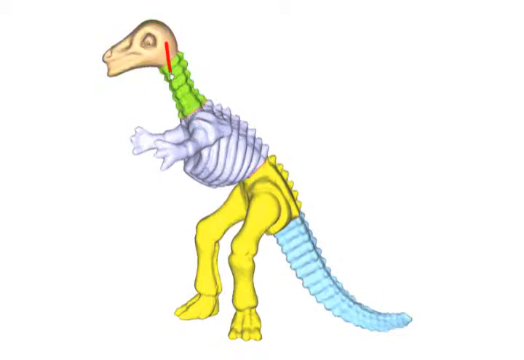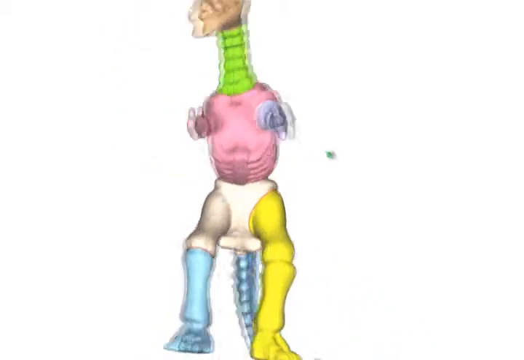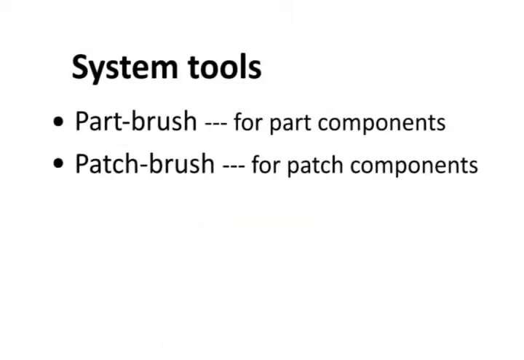The user draws a stroke roughly across a desired cut, and our system automatically returns a best cut that runs across the user's stroke. To refine a cut locally, the user draws additional cross-boundary strokes. Our system provides two types of brushes, namely part brush and patch brush.